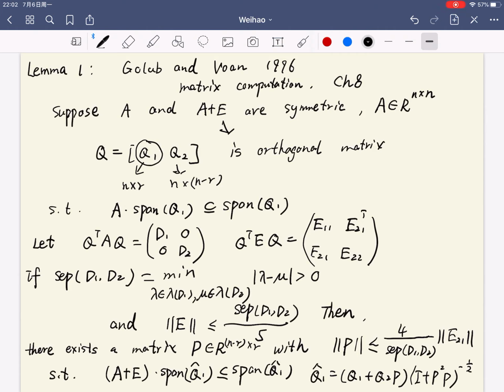This is Lemma 1. In summary, this lemma tells us that if we can bound the perturbation error, then we can find the invariant subspace for the perturbed version of matrix A.